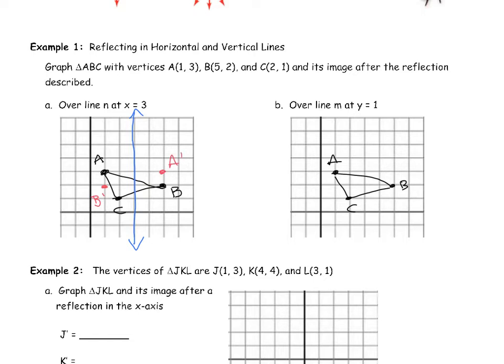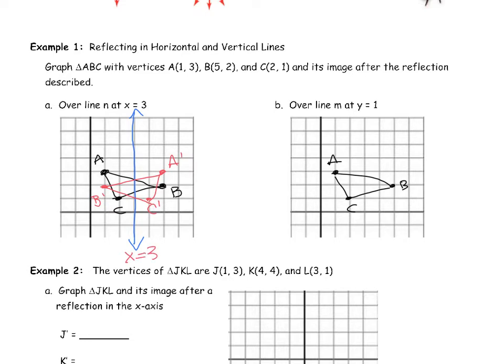And then C is 1 point away or 1 unit away from the left of it. So therefore it would be 1 unit away to the right of it. And that would be C prime. So this would be our new picture. All right, and remember that blue line was line N, which was x equals 3.